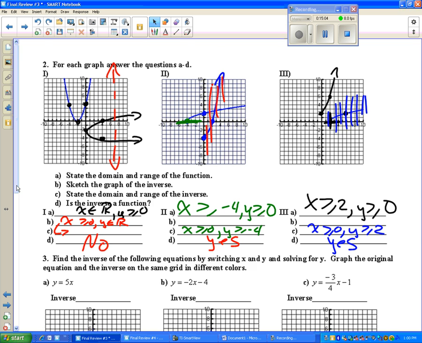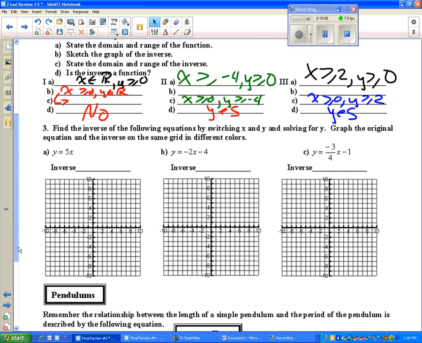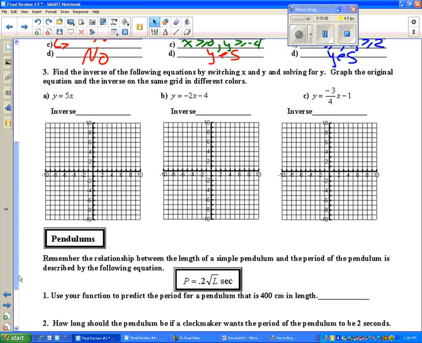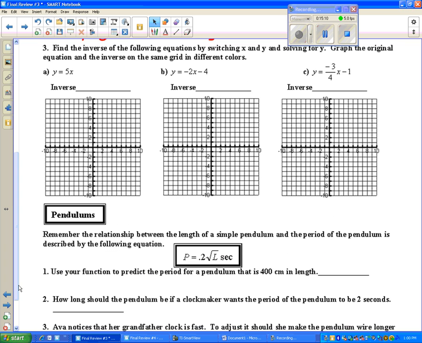Number 3, find the inverse of the following equations by switching x and y and solving for y. Graph the original equation and the inverse in the same grid in different colors. All right, so let's graph the original. If I graph it, my y-intercept is 0. My slope is up 5, right 1, up 5, right 1, down 5, left 1, down 5, left 1. So there's my original graph.